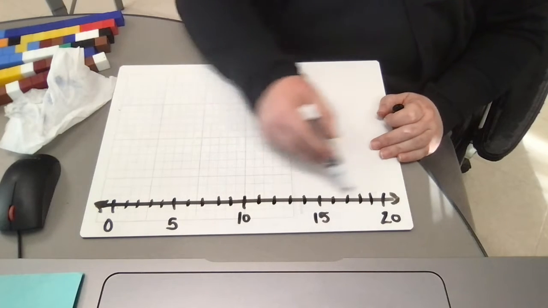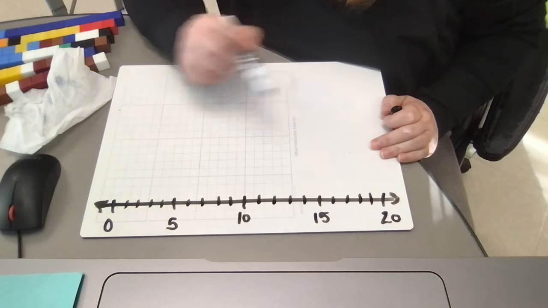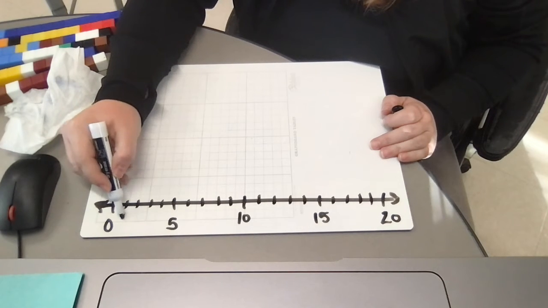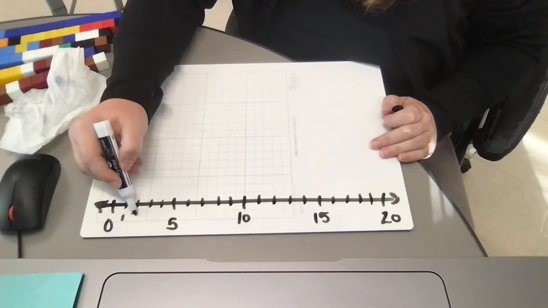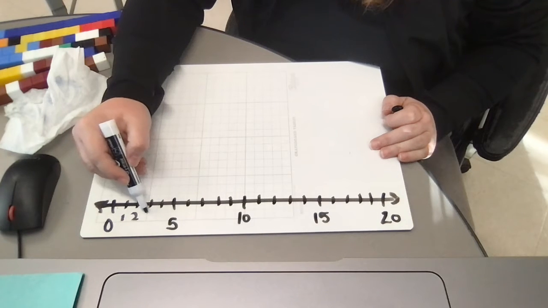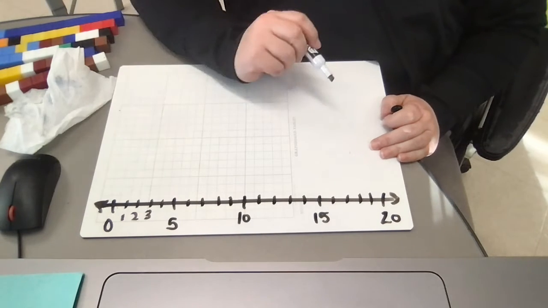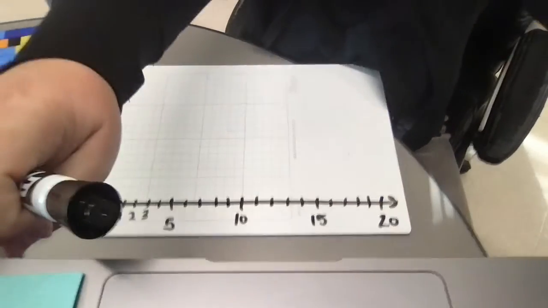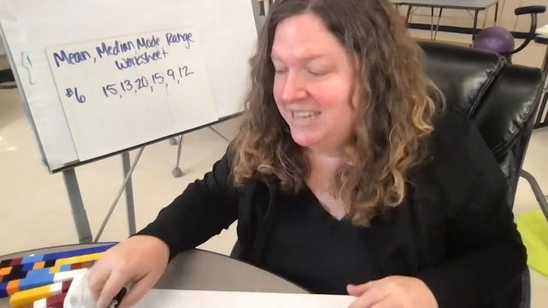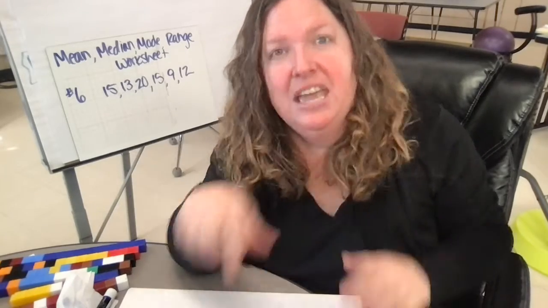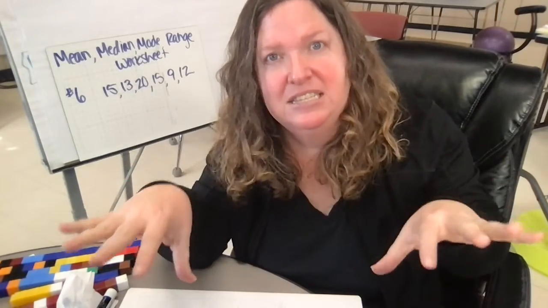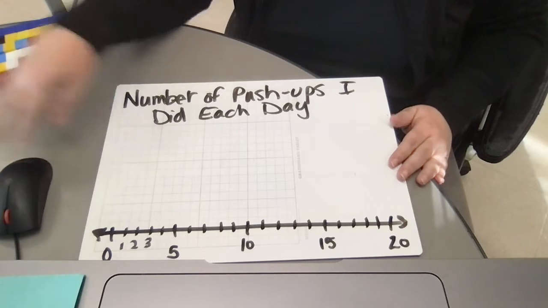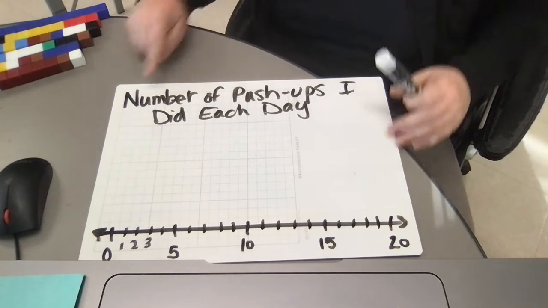I don't necessarily need to label all of those numbers. I know that if this is 0 and this is 5, then that hash mark means number 1. This hash mark means number 2, number 3, etc. I don't necessarily need to number all of those to know that's what that means. So if you have not done it, please pause and follow along and make this on your paper and then come right back.